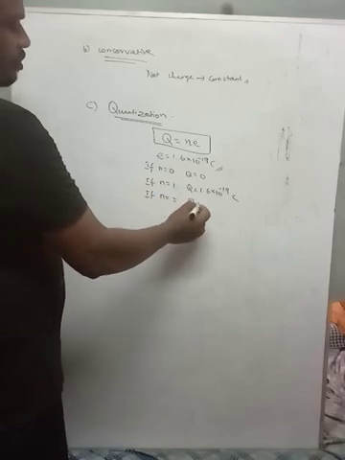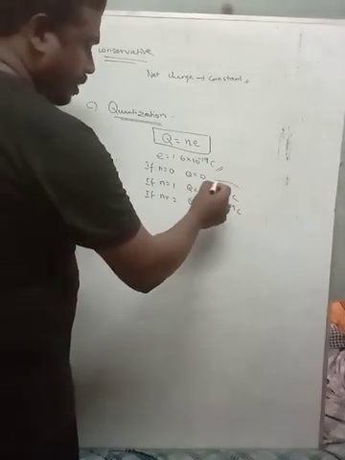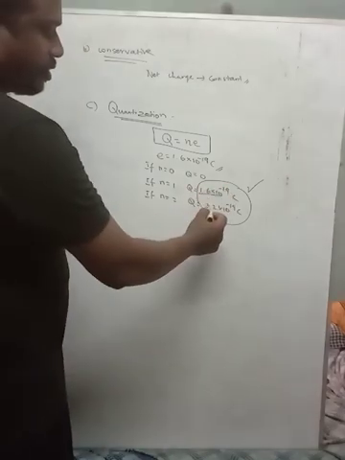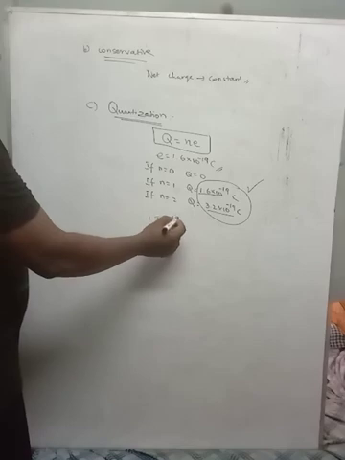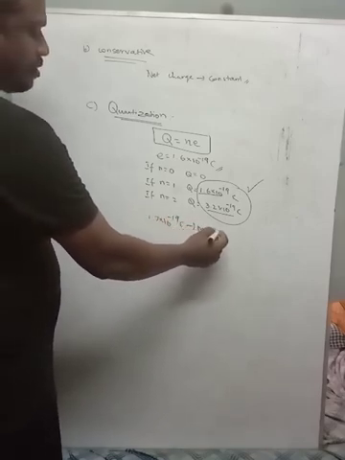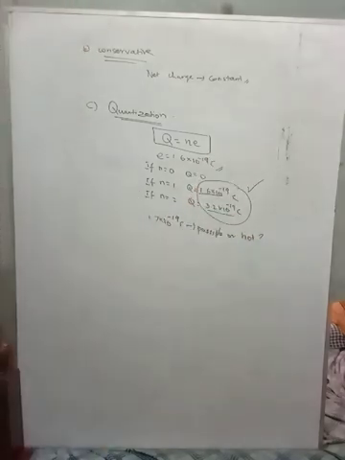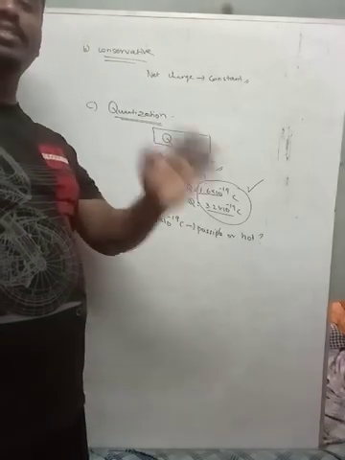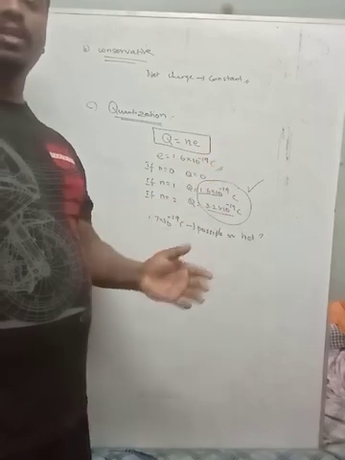If n is equal to 2, Q is equal to 3.2 into 10 power minus 19 coulomb. Now my question is: if n is equal to 1, you get 1.6 into 10 power minus 19 coulomb; if n is equal to 2, you get 3.2 into 10 power minus 19 coulomb. Is 1.7 into 10 power minus 19 coulomb possible? Not possible, correct? Because half charge, quarter charge never exists. Charge always exists in the form of integral multiples: 1.6, the next one 3.2, the next one 4.8 into 10 power minus 19 only. In between there is no charge.